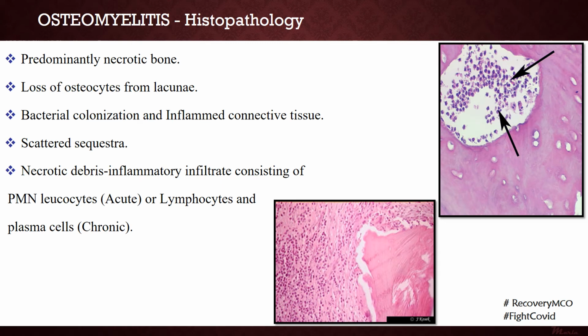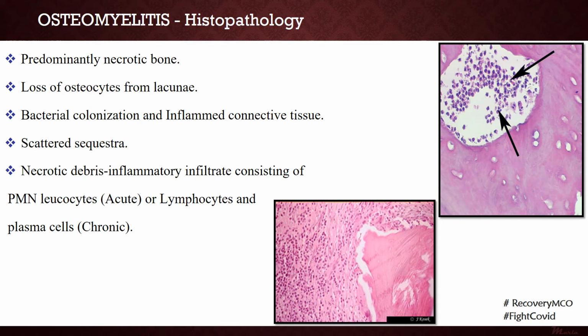Incisional biopsy performed for the case of osteomyelitis will reveal predominantly necrotic bone. Necrotic bone is generally identified by the absence of osteocytes within lacunae. As you can see in this photomicrograph, all the osteocytes are absent in the lacunae of the bone. The periphery of the bone will also be devoid of osteoblasts. We can appreciate some bacterial colonization and inflammatory cells in the connective tissue. A low power image will show a number of scattered sequestra throughout the biopsy tissue.